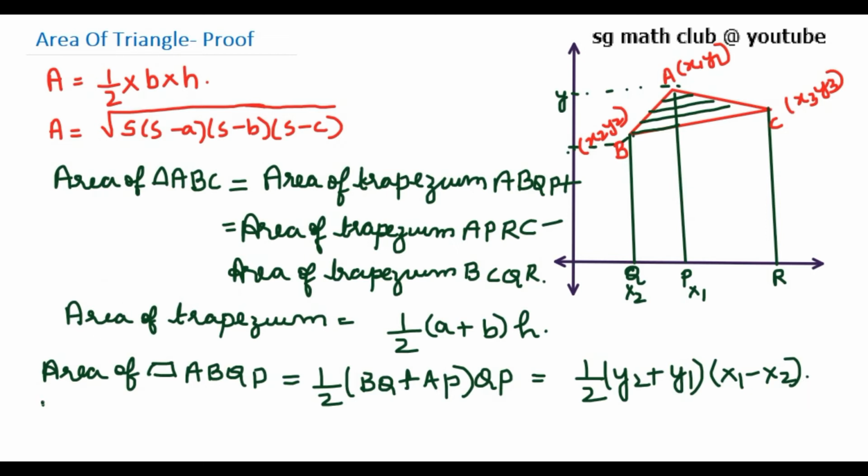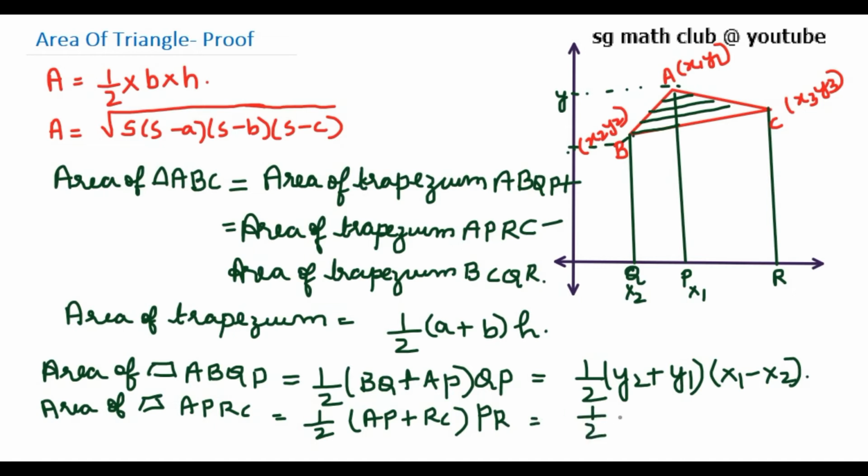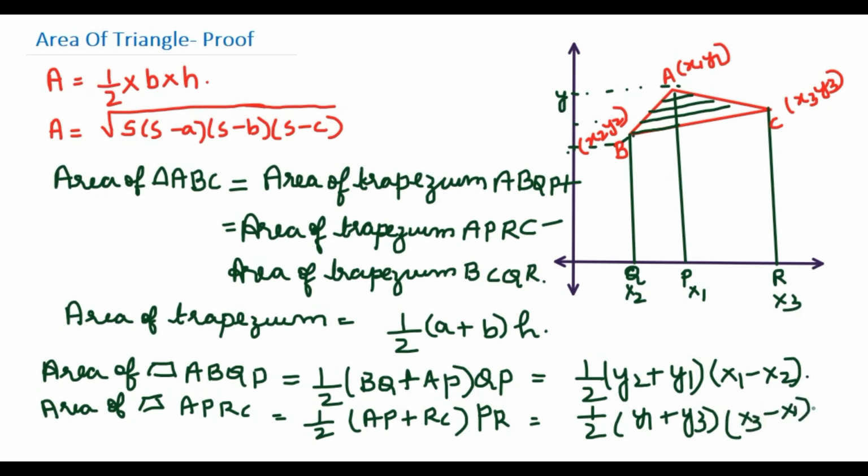So next is area of trapezium APRC. In the same way, it is half into parallel sides are AP and RC, and this height is this one, which is equal to PR. So again AP we know it as y1, then RC, this coordinate is y3, so we can write as y3, and PR is x3 minus x1.